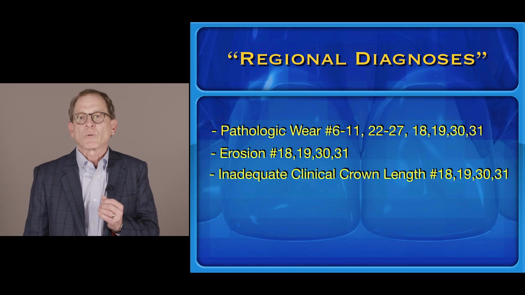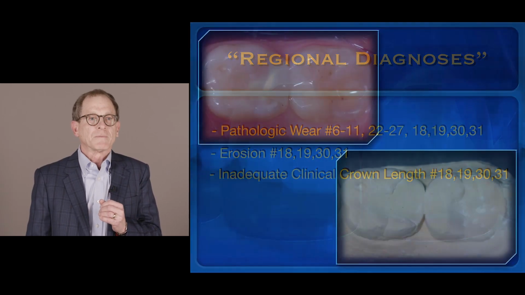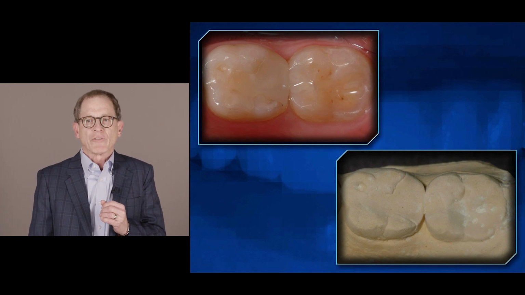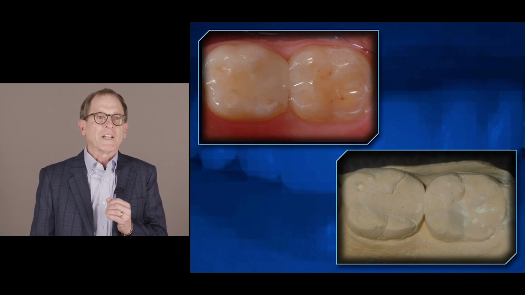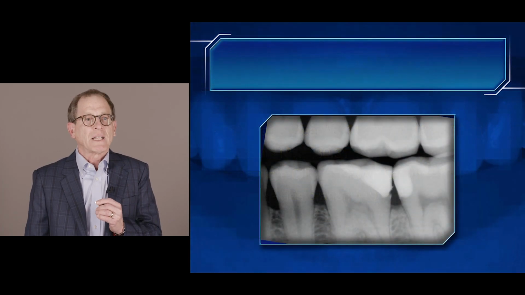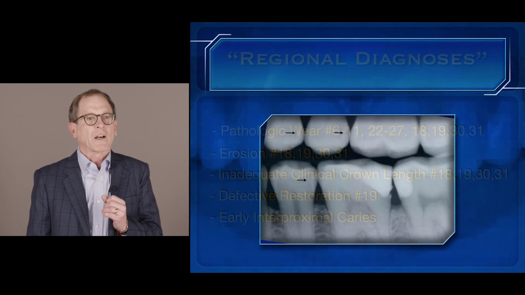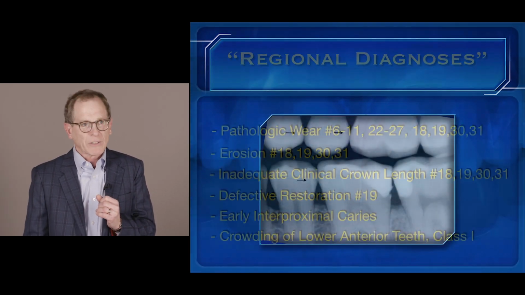He has inadequate clinical crown height on the lower molars because of the attrition and the erosion. You can see that the gingiva is right at the marginal ridge on number 18 and 31. He has a defective restoration on tooth number 19, we can see radiographically. He's got early interproximal caries, once again, we can see radiographically.